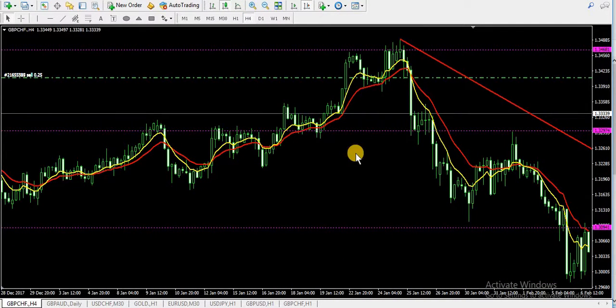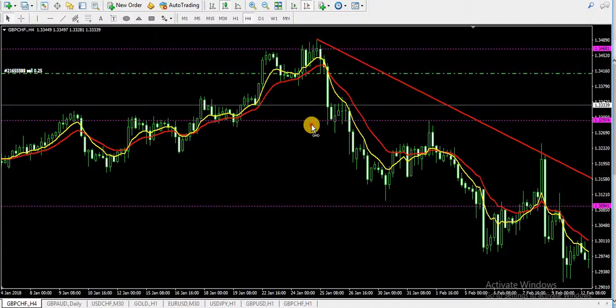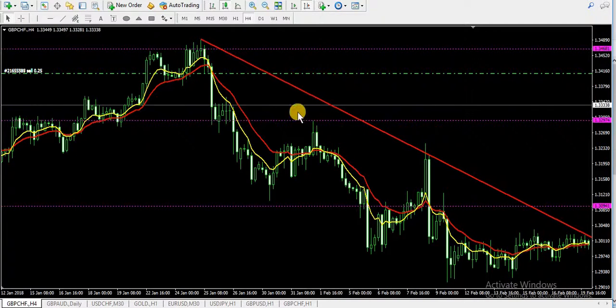A cross in what? In the direction of the trend. If the trend is overall going down, you want to be selling. Like over here, you see it's consolidating. Because the trend is going down, you're going to wait for an indication. You wait for the cross.